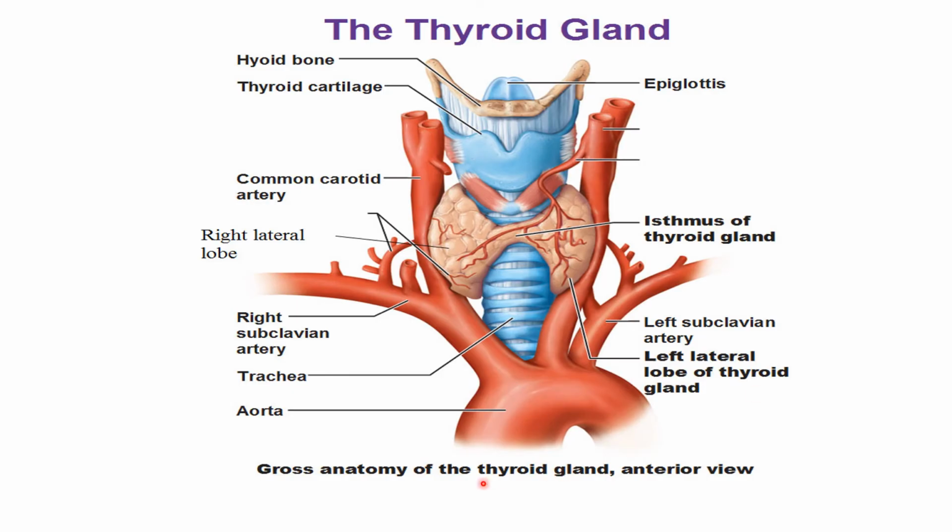This is the gross anatomy of thyroid gland, anterior view. You can see the hyoid bone and the muscles attached to the hyoid bone. This is epiglottis, thyroid cartilage, common carotid artery on both sides, right lateral lobe, left lateral lobe, left subclavian artery, right subclavian artery, trachea and aorta. Some of the organs in close proximity with the thyroid gland.